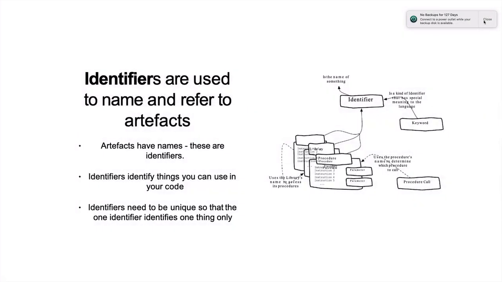The next terminology we're going to talk about is identifiers. Identifiers are used to name and refer to artifacts. Artifacts have names. For example, when you define a memory location or you store data into a location of memory, you need to give an identifier for that, which basically will tell the computer where that information is sitting in the RAM. An identifier is basically the name of a memory location or the name of something.